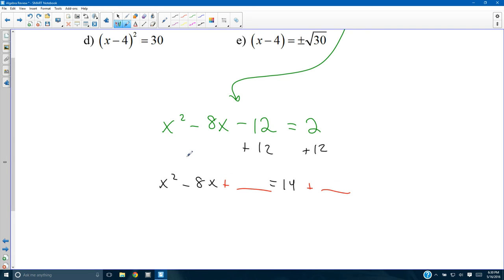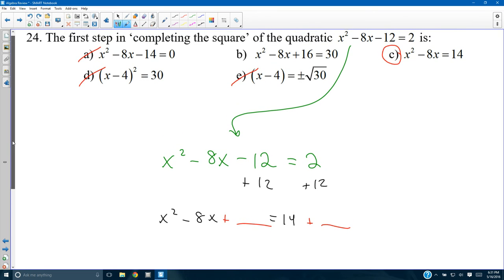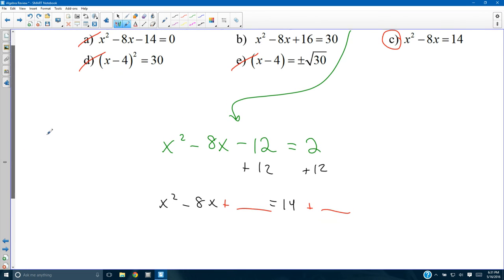But ignore the red, look at the black. X squared minus 8x equals 14. See, this is the right away wrong one to do. This maybe comes later. This maybe comes later. This looks a little bit like what the second step would be. This looks like the second step, but the first step looks like it's this one right here. The second step is about adding in what value gives you a perfect square trinomial.